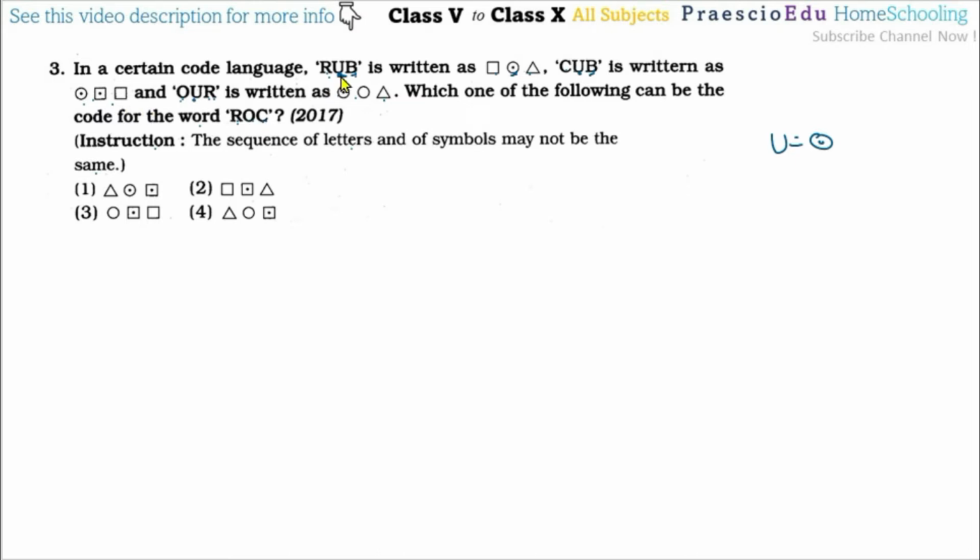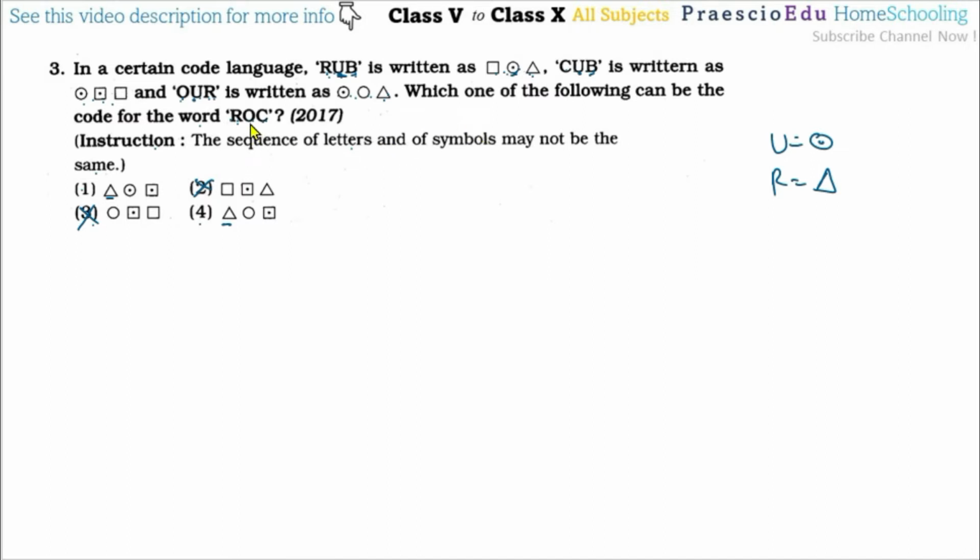So after this we will compare RUB and OUR. In this comparison, the common is U, and after this U there is a triangle, so R is a triangle-like shape, and this is given in option number 1 like this one. R means this shape. Option number 4 is also the same, but options number 2 and 3 are different. So options 1 and 4 may be possible.